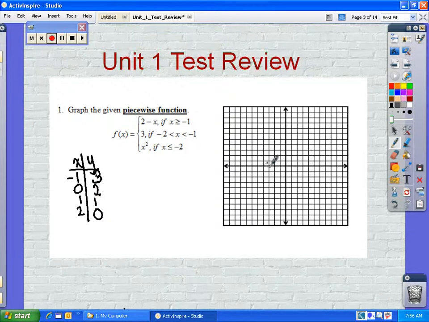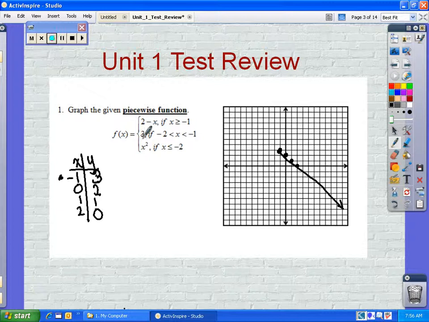So now I'm going to graph those coordinates, -1, 3. Notice I do have a closed circle on that point because of this equal to sign. Over 0 up 2, over 1 up 1, and over 2 up 0. And now that keeps going in that direction, so I'm just going to draw a line.